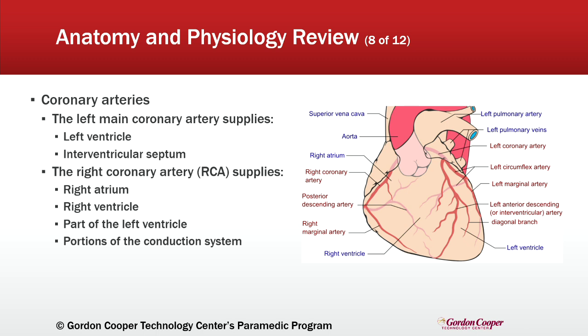Now on the other side, we have the right coronary artery. So the right coronary artery branches supply the walls of the right atrium and the ventricle, and then a portion of the inferior part of the left ventricle. So parts of the conduction system, specifically the SA node in about 60% of people, and the AV bundle in about 85 to 90% of people.